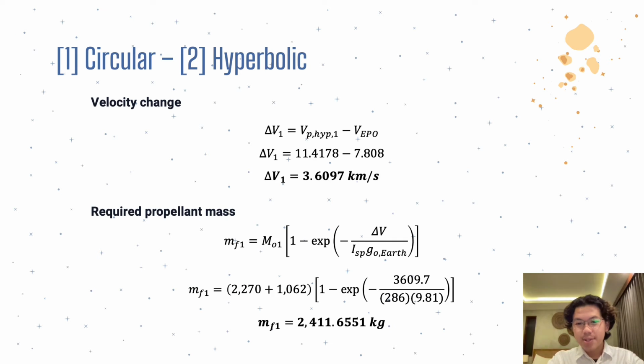From that result, we can now know the amount of change in velocity needed to transform the spacecraft trajectory from Earth's circular parking orbit to the interplanetary elliptical orbit. The change in velocity is found to be 3.6097 km per second, and the amount of propellant required to achieve such change in velocity is determined using the Tsiolkovsky rocket equation. The amount of propellant required is around 2,411 kilograms.